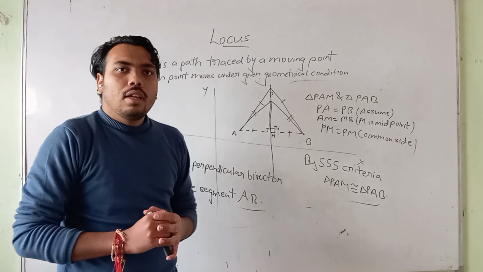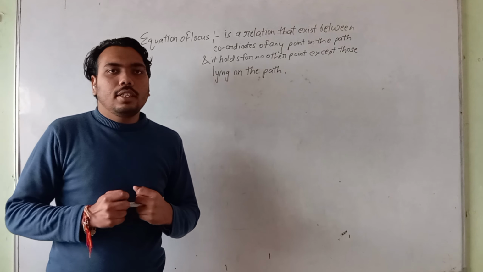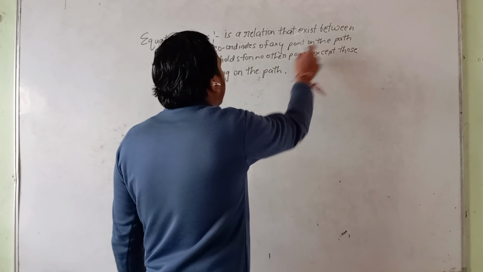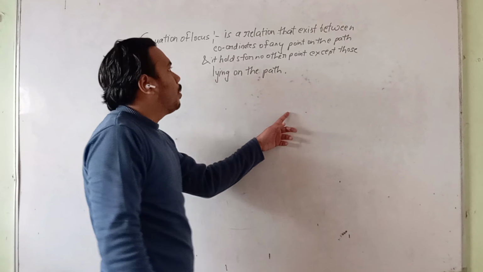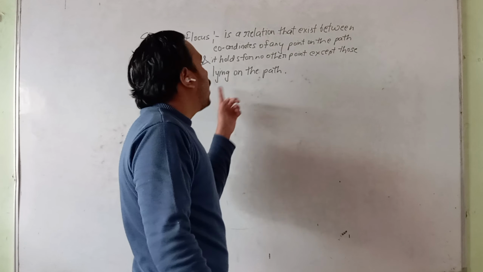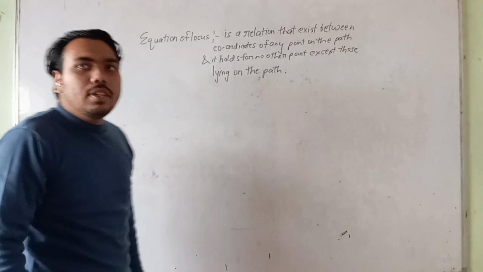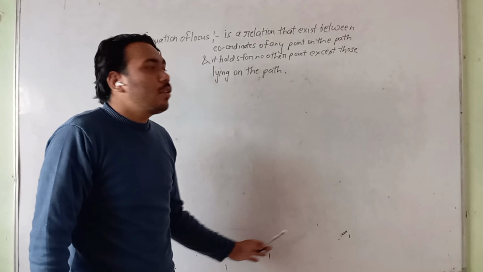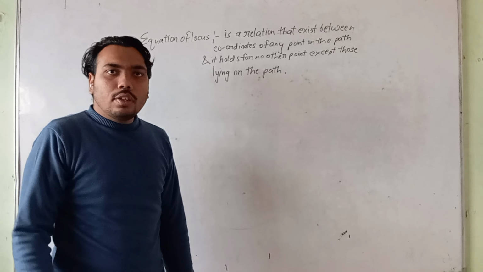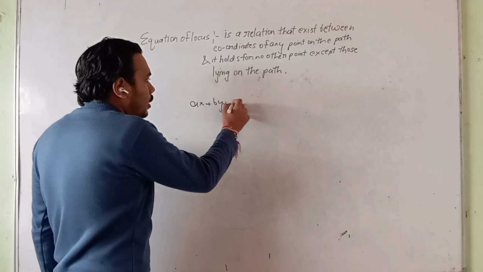Now, let's see what the equation of a locus is and how to find it. The equation of a locus is a relation that exists between the coordinates of any point on the path, and it holds for no other point except those lying on the path. Let's understand this definition. In the previous example, we have seen that the locus came out to be a straight line, and we all know that the equation of a straight line is of the form ax plus by plus c is equal to 0.